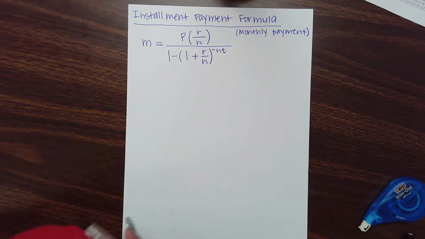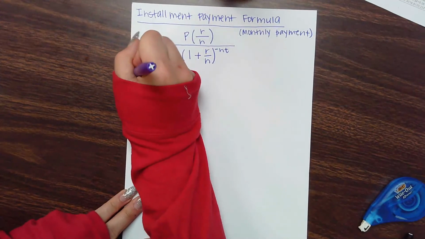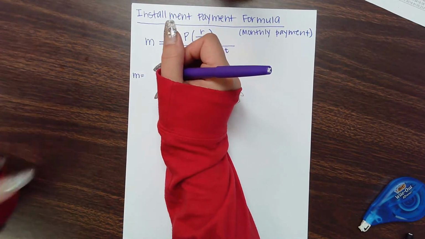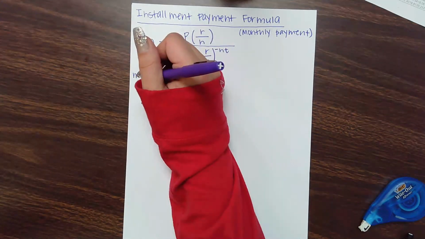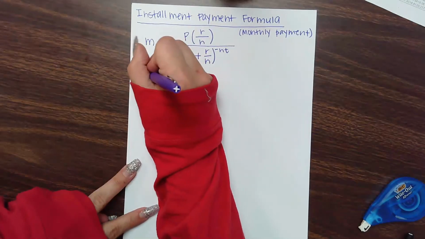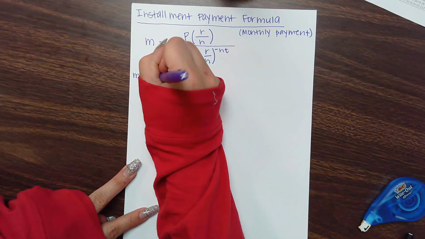Our M, this is our installment payment. An installment just means that you're making these payments every single month, right? So it's like a monthly payment. They're going to call it an installment payment.